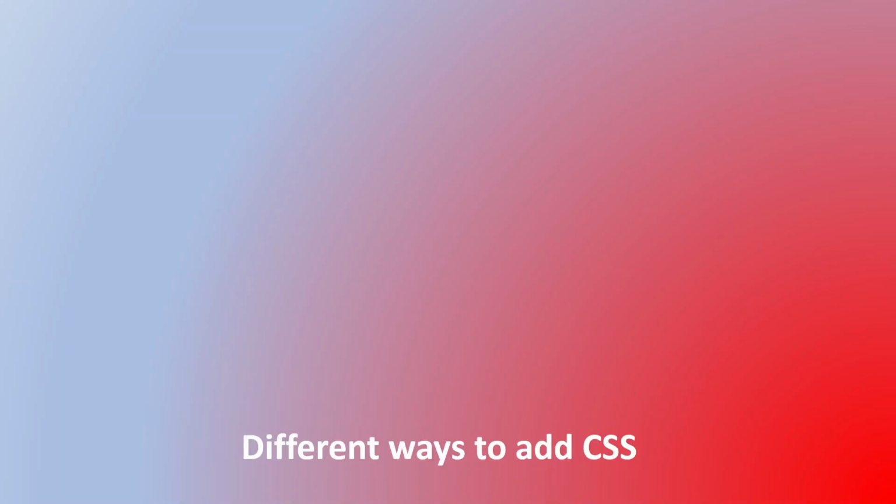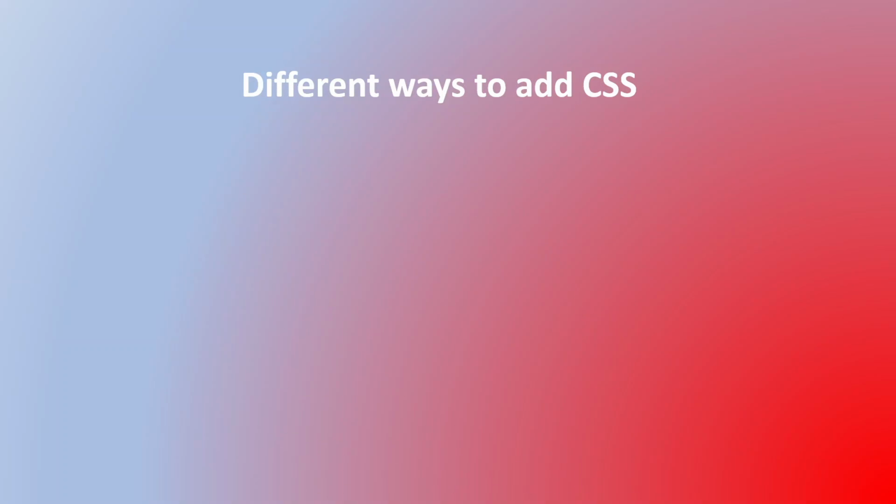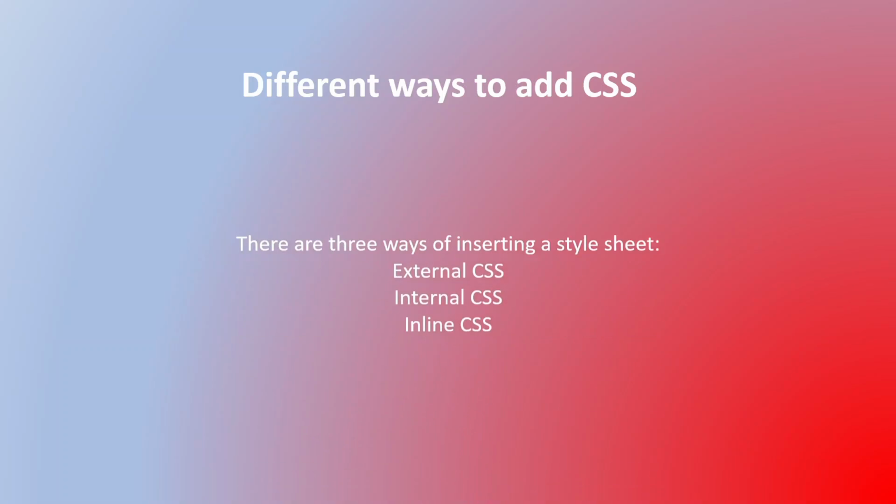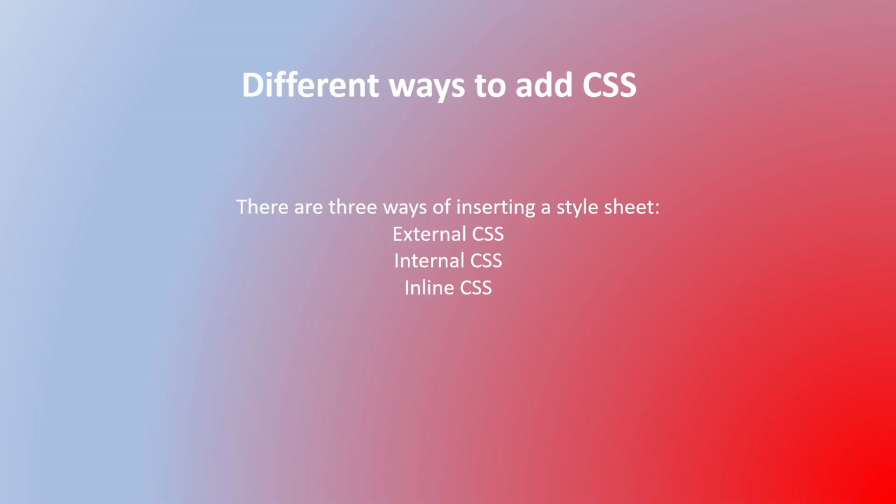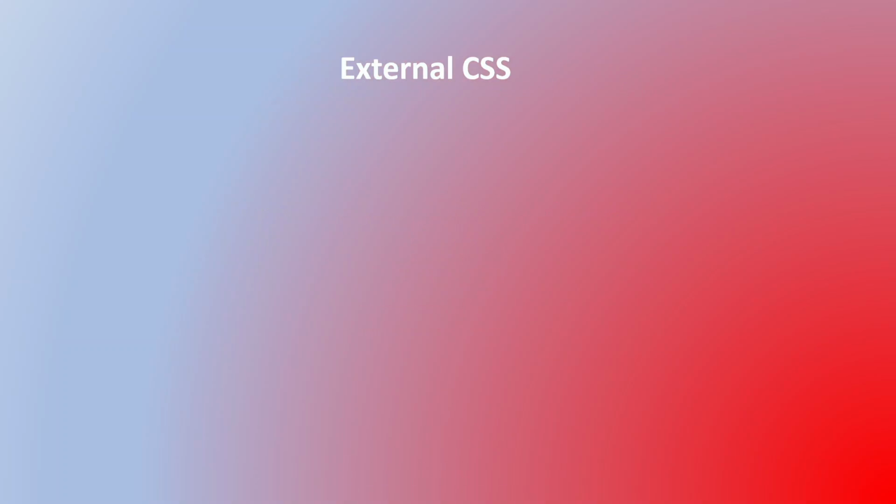In this video, we are going to understand the different ways to add CSS in our HTML document. So if we look close, there are three ways of inserting a style sheet in our HTML document. The first one is external CSS. The second one is internal CSS. And the third one is inline CSS. Let us take a look at the first one, which is external CSS.